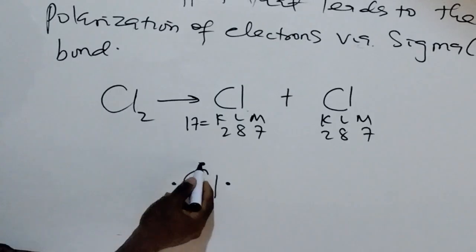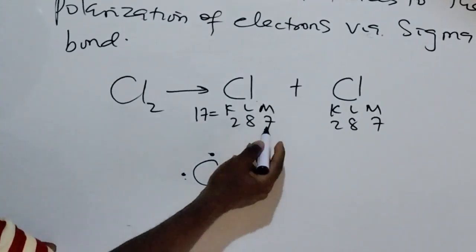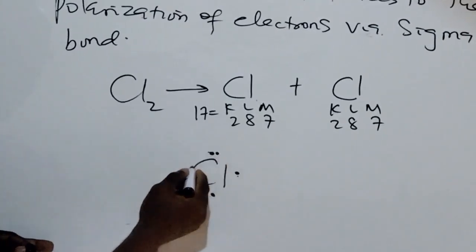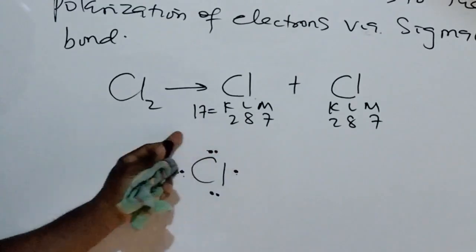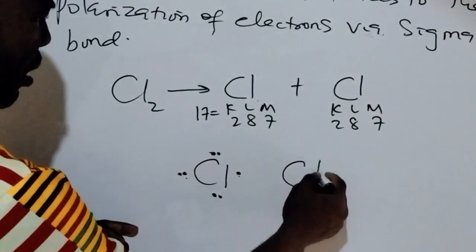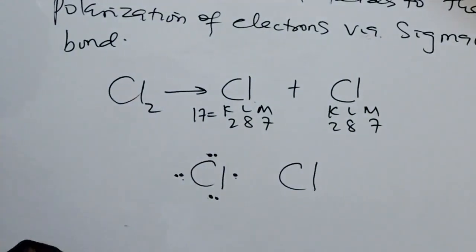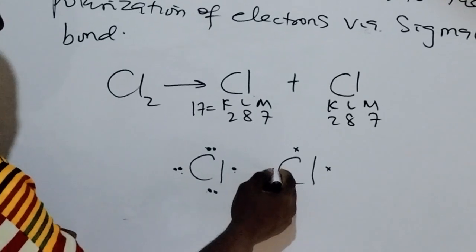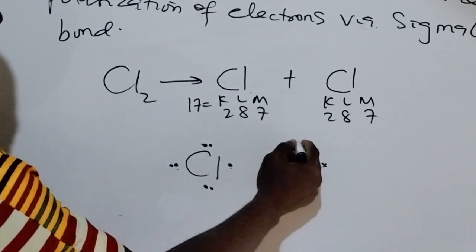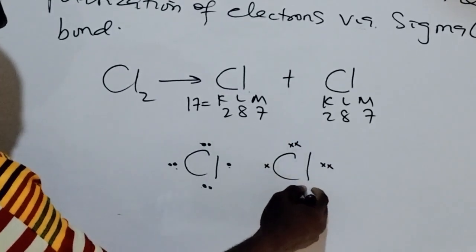So this is 1, 2, 3, 4. The remaining 3 we now pair: 5, 6, 7. So that is chlorine with 7 valence electrons. And the other chlorine atom again with 7 electrons. We can use a star for these: 1, 2, 3, 4, 5, 6, 7.